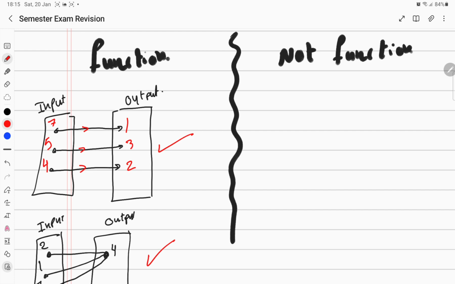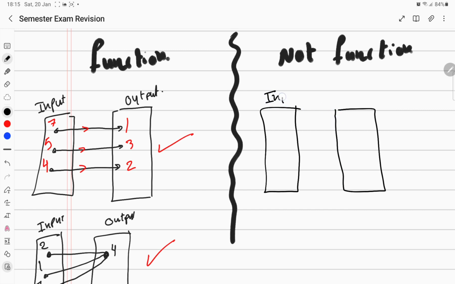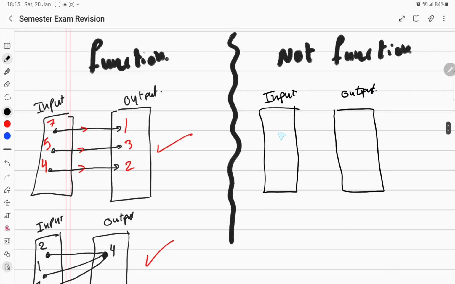When is it not a function? Again, let's draw our diagrams. Here is the input, and here's the output. Very good. Take care. I have 3 inputs, 2, 3, 5. And here you have 3 outputs also. Let's say 1, 2, 4.